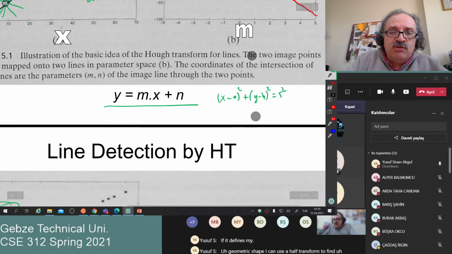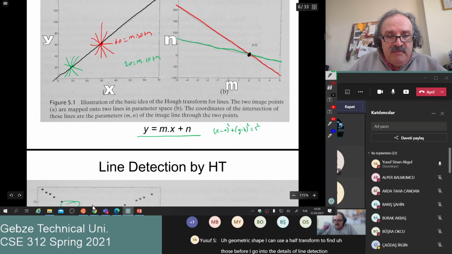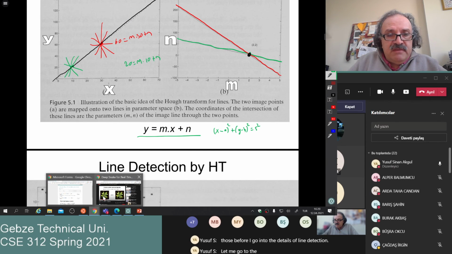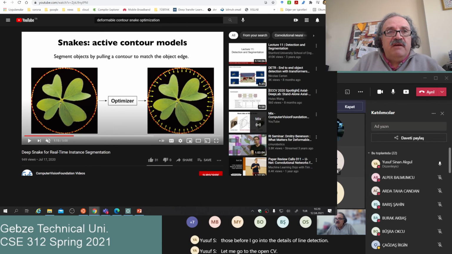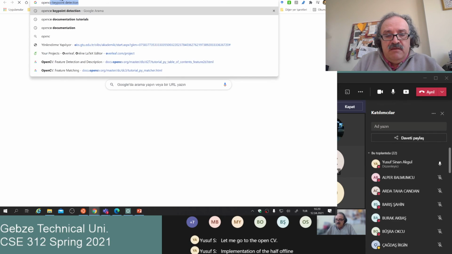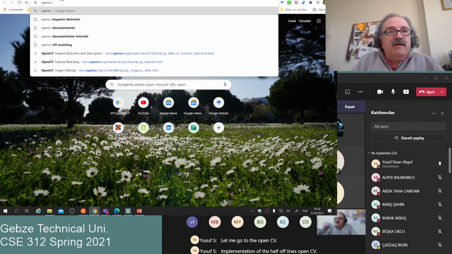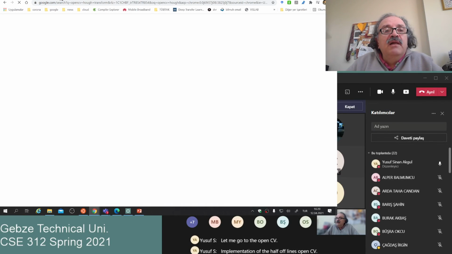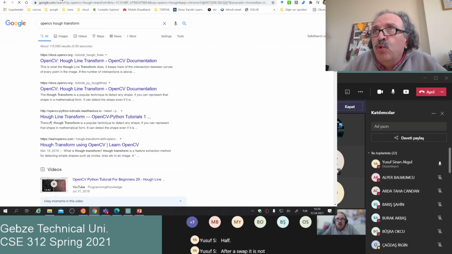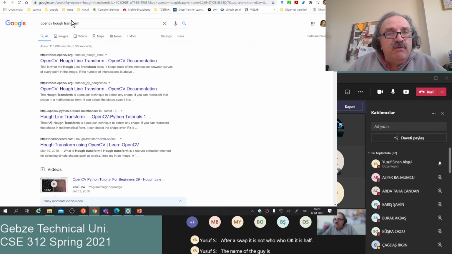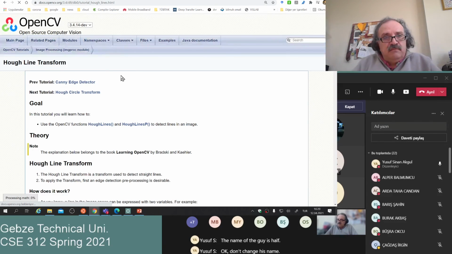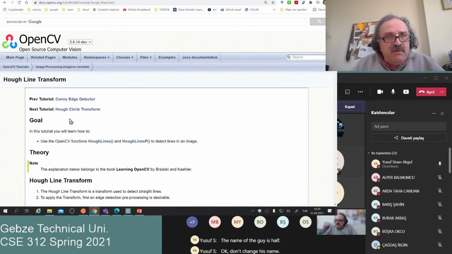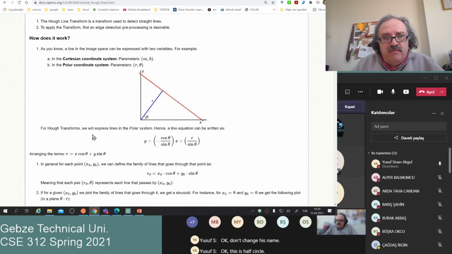Before I go into the details of line detection, let me go to the OpenCV implementation of the Hough lines. OpenCV Hough transform. It is not Huff, okay? It is Hough. The name of the guy is Hough, okay? Don't change his name. Okay, this is Hough circle, Hough line transform.